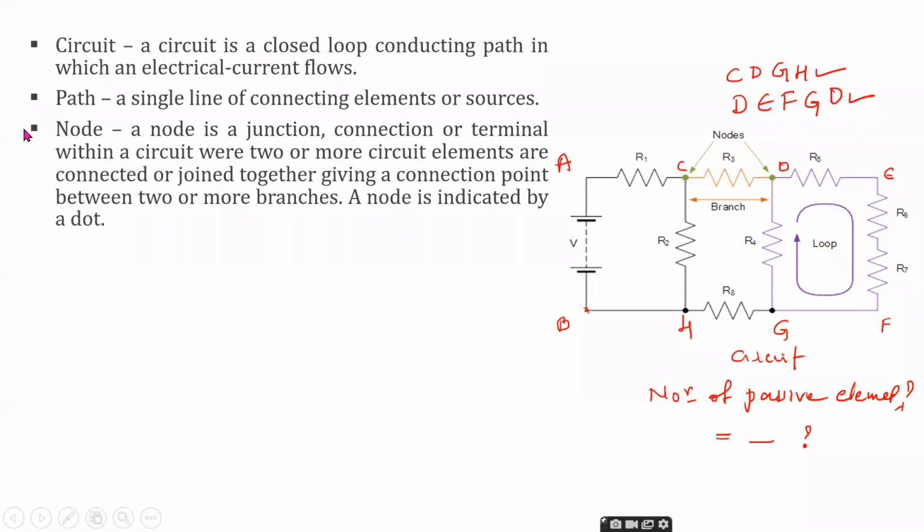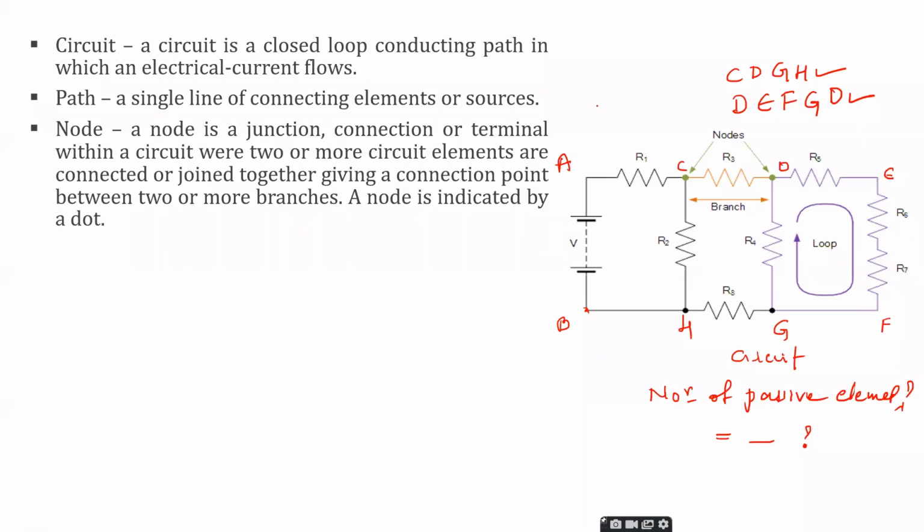What do you mean by node? It is important here. The node is a junction, connection, or terminal within a circuit where two or more circuit elements are connected or joined together, leaving a connection point between two or more branches. A node is indicated by a dot. A simple definition: a node is a junction or a connection where two or more electrical elements are connected.